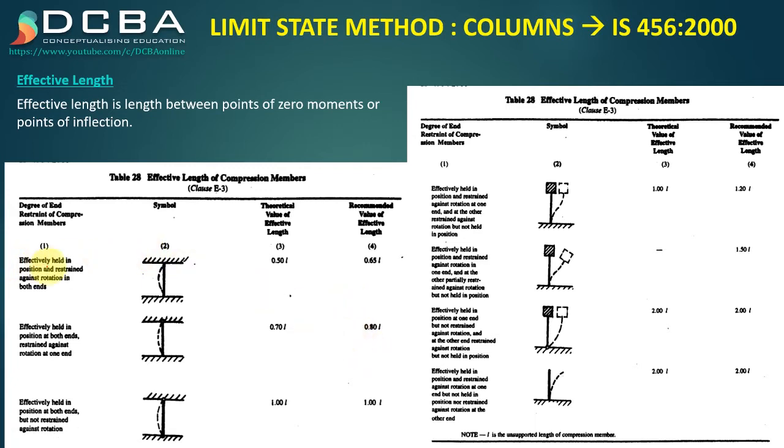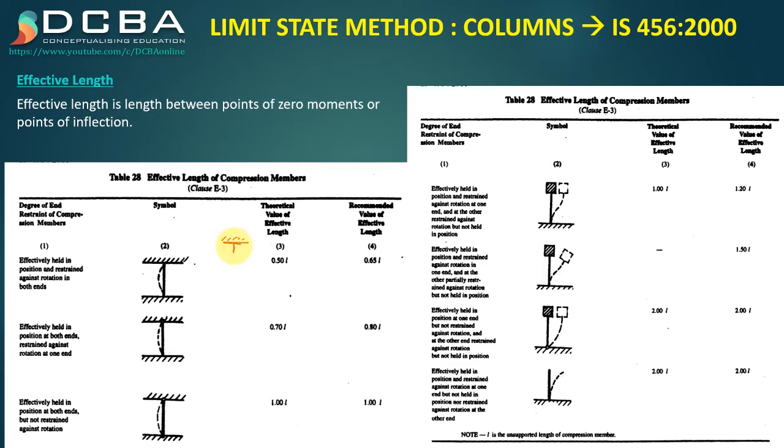It would be given that it is effectively held in position and restrained against rotation at both ends. So held in position means it cannot move, and restrained against rotation means that there cannot be any rotation at this point. So that means that it is obviously a fixed support, and when it says at both ends, it means both ends are fixed.